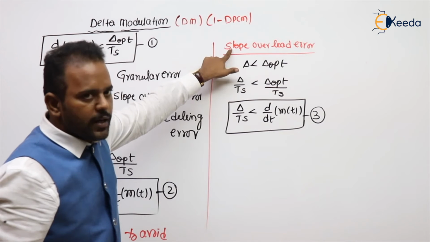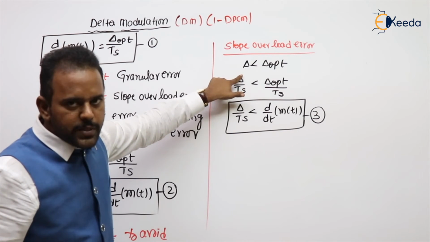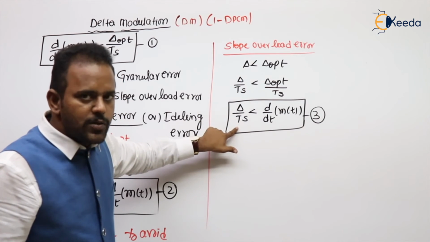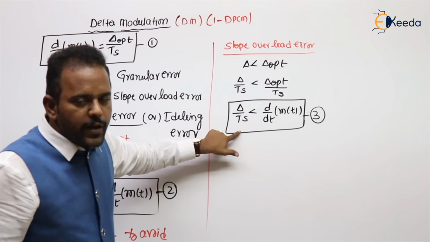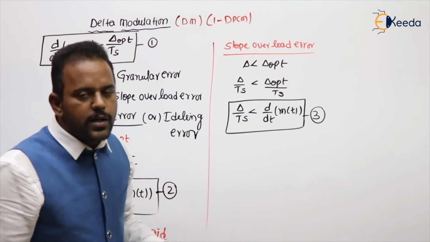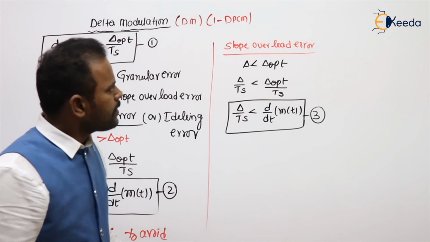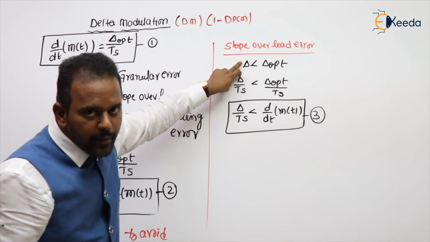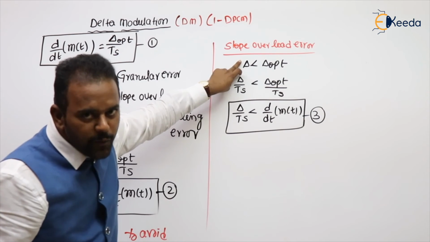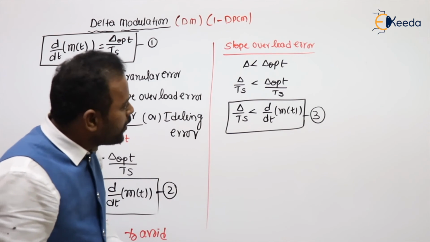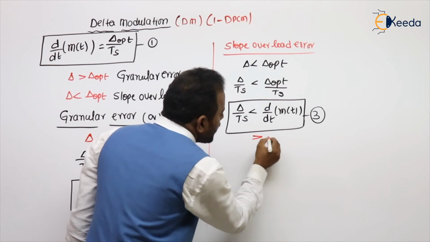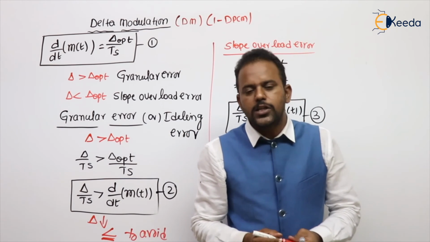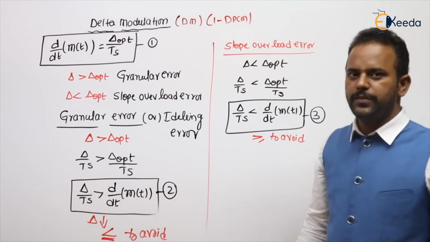Slope overload errors will come whenever the chosen value of step size is less than the optimum value of step size. Slope overload errors will come when the chosen slope of the reconstructed signal is less than the slope of the original message. To reduce the slope overload error, increase the delta because already we are choosing low. To avoid the slope overload, what is the condition? Greater than or equal to. These are the 3 conditions we got for general message.